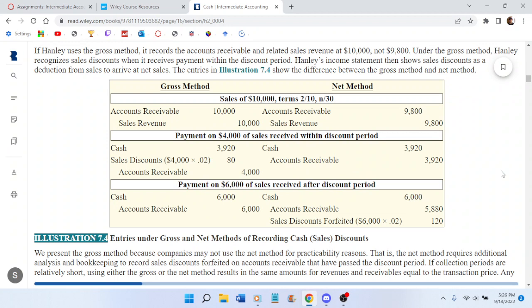Okay, this is the gross method. The gross method is the method we used in the financial accounting class. I remember that. That's what we did in financial accounting, because we did sales discounts, blah, blah, blah. We did not use sales discounts forfeited. Oh, my goodness. Cash, accounts receivable. Payment of $6,000.